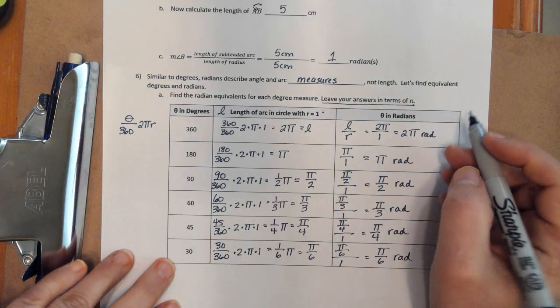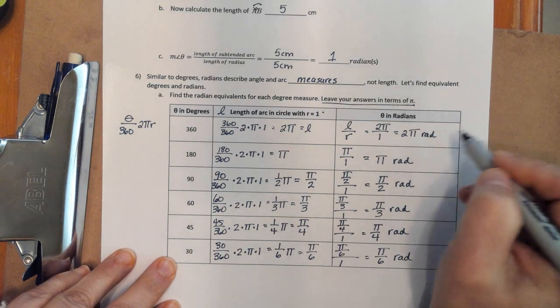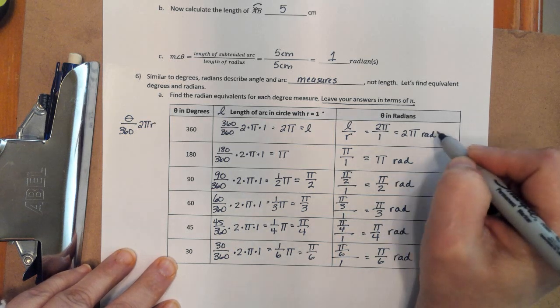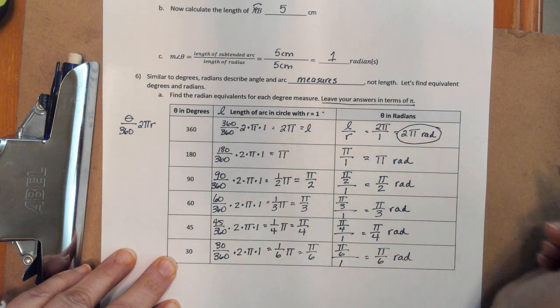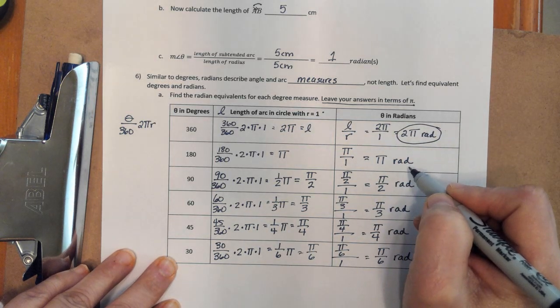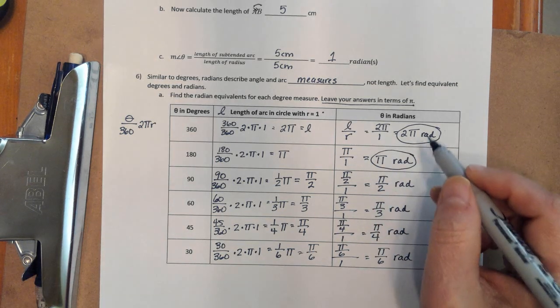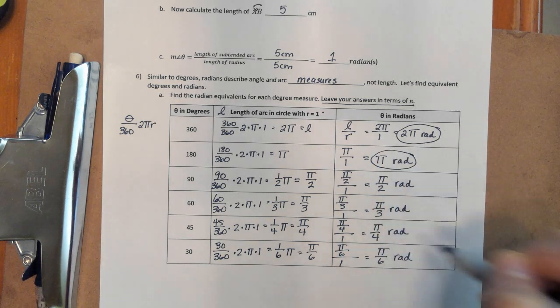So what we know from here is that the total number of radians in a circle is 2 pi. If I have a semicircle as half a circle, that is going to be pi. And then after that, it's going to end up being some fraction of pi.